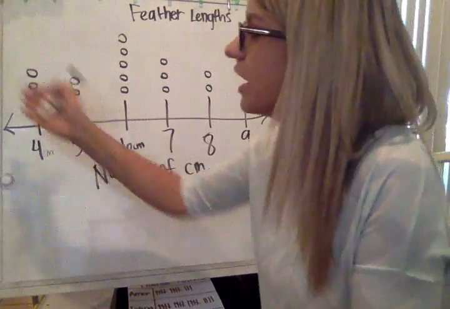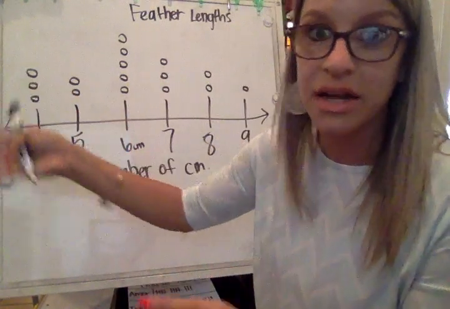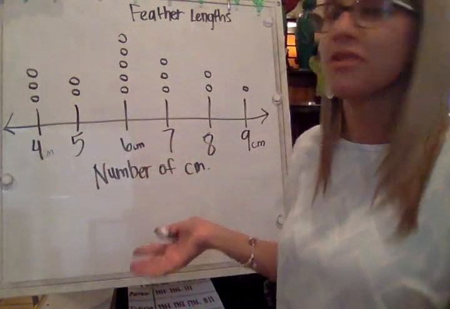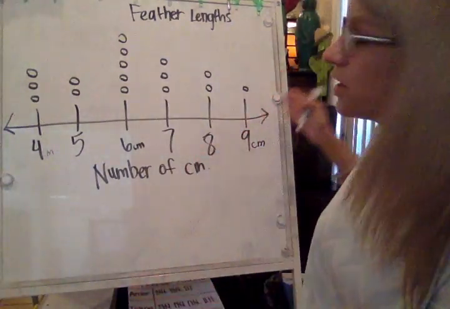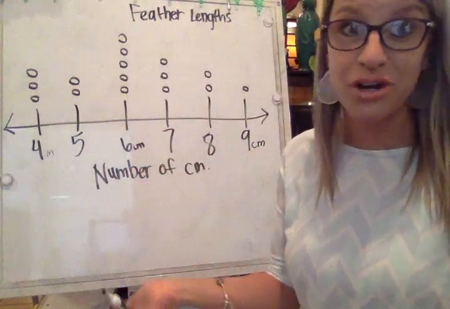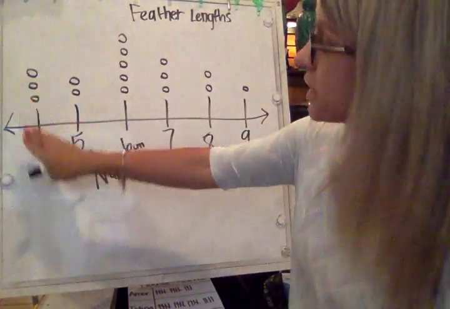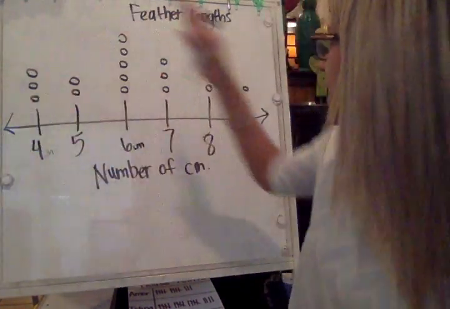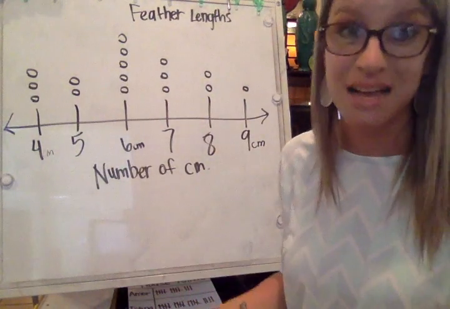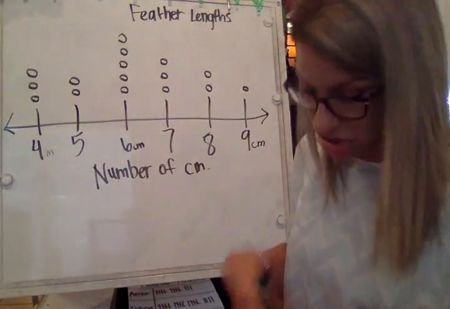So you wouldn't put on numbers 0 and 1 and 2 and 3 because those numbers are not represented in the data. You wouldn't put on numbers 14, 25, and 32 because there are no feathers that measure that length. So the reason that we're starting with the number 4 and stopping with the number 9 is because that's what our data is telling us to do.